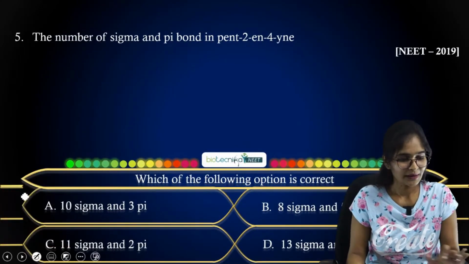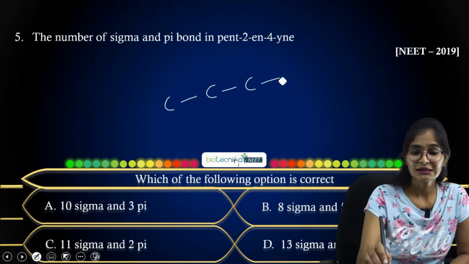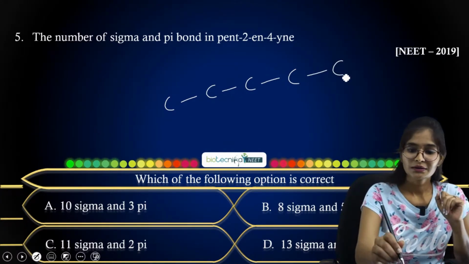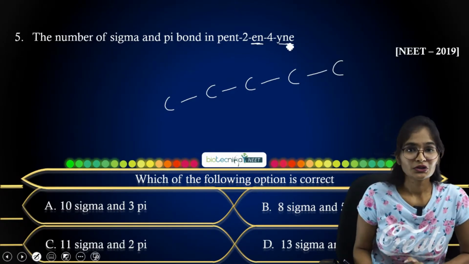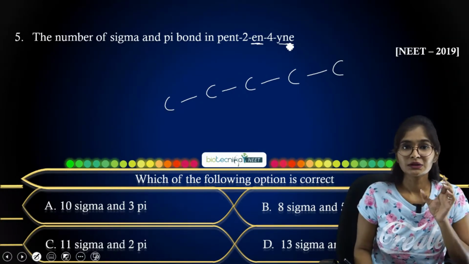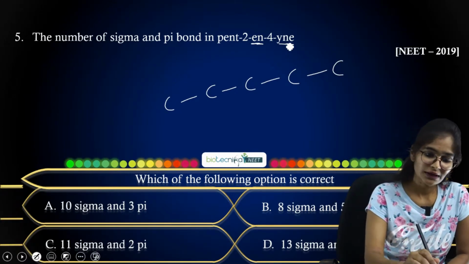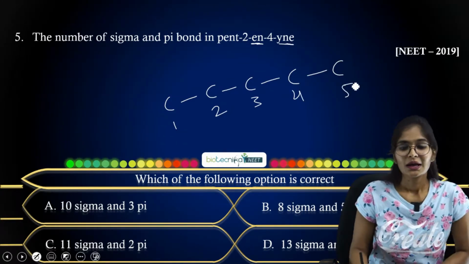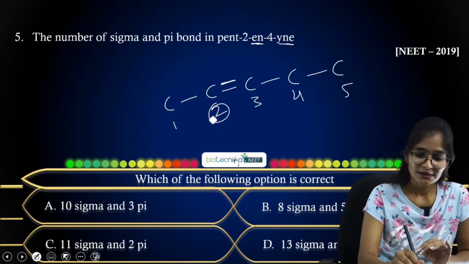It is option A, right? So what had they given? They had given pent-2-en-4-yne. How many carbons? Pent means 5 carbons. Then what do you have? One double bond and one triple bond. So this is the double bond and this will be the triple bond. They have given the position of the double bond, so it will be between 2 and 3, because they consider the lowest number with respect to the double bond. Before that, let me number the carbons 1, 2, 3, 4, 5. Now your double bond is between 2 and 3. Between 2 and 3, which is the lowest number?